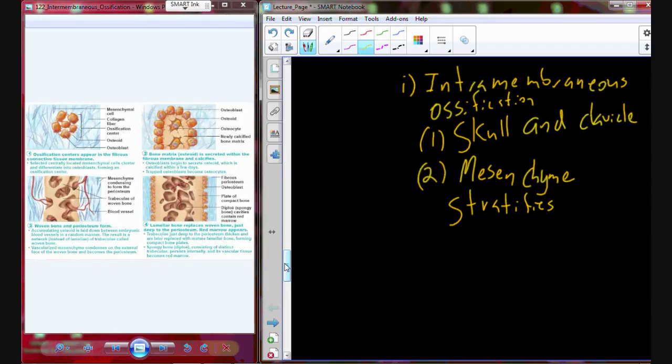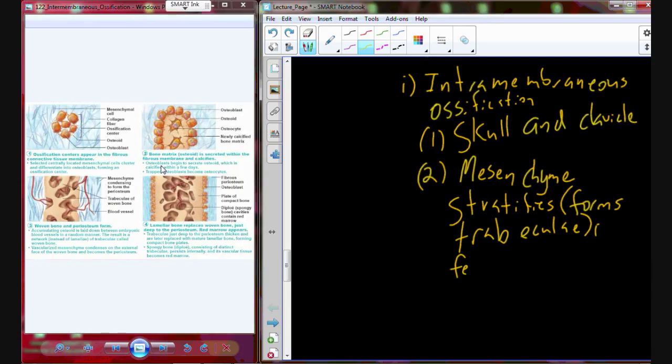Now, as the mesenchyme, you can see here we have the mesenchyme cells, and they begin to form this layering effect. And what that is doing is it is initially forming trabeculae, or what we would recognize in the adult as trabeculae.